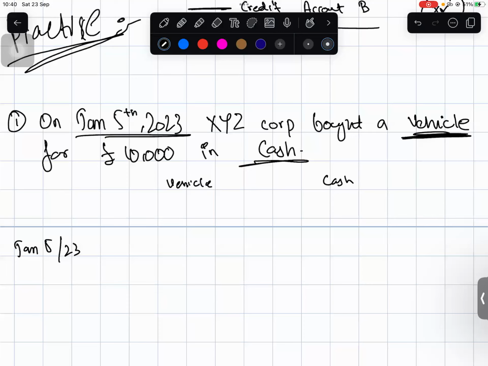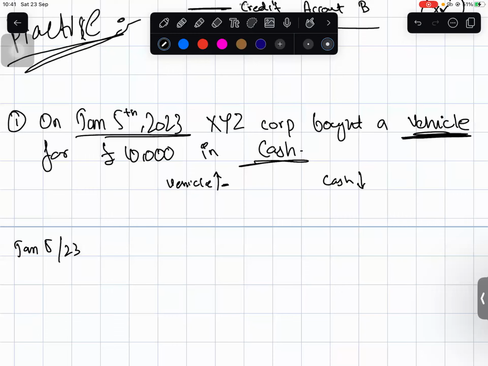Now, what is happening to the vehicle account? This is the second step. Is it going up or is it going down? It's going up, absolutely. And what about the cash account? It's going down. Absolutely. So that's the second step. The first step, you identify the accounts. The second step, you figure out what change is happening, if anything is going up or if anything is going down.